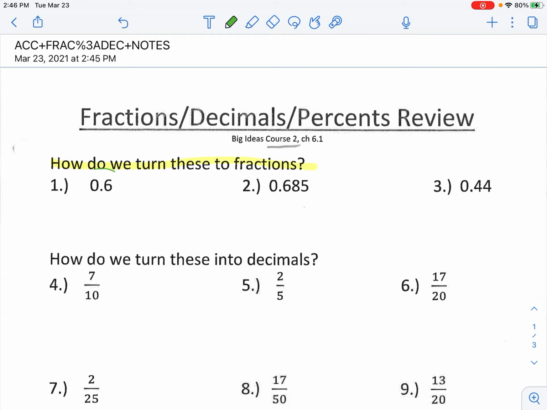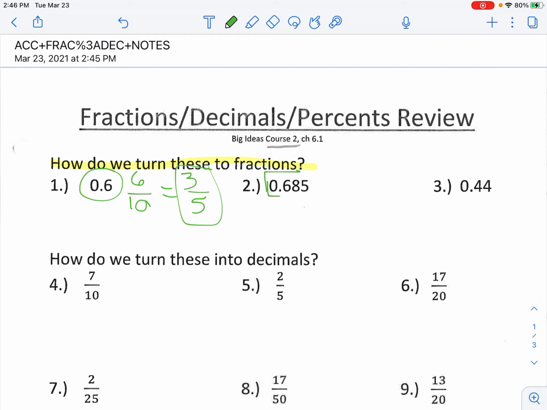Well, the first thing that you want to do is read your decimal. This decimal is read as 0 and 6/10. So we write 6/10 as 6/10. But your fractions always have to be reduced to lowest terms. So we're going to divide by 2. The only acceptable answer for 6/10 would be 3/5.